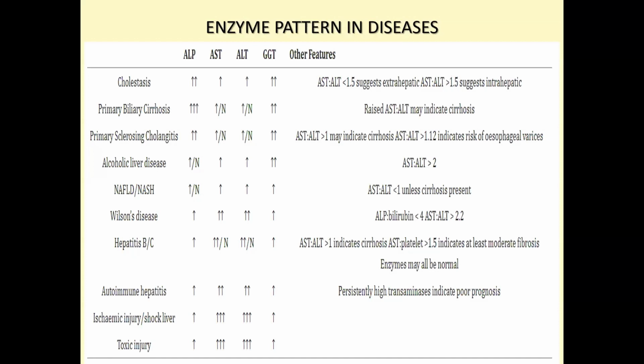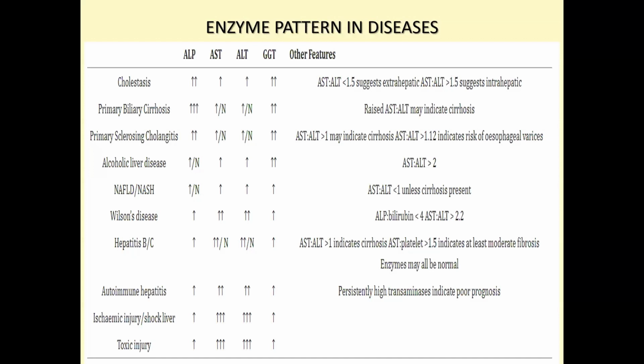So in alcoholic liver disease, ALP is normal, or just raised. These are all just normal. GGT is raised. So that is why you can see the arrows and where they stand first in the particular disease sequence. GGT is always a double arrow. So here, the AST-ALT ratio is more than 2.